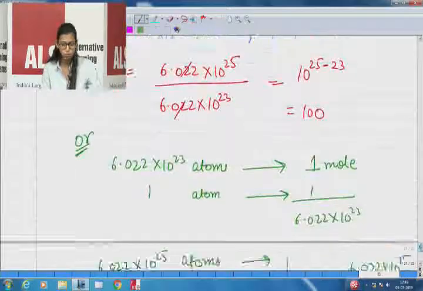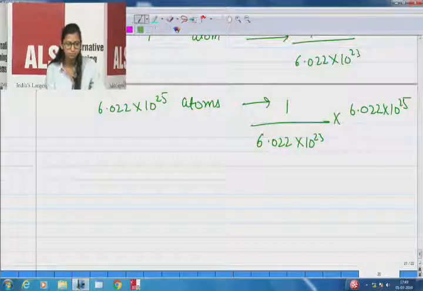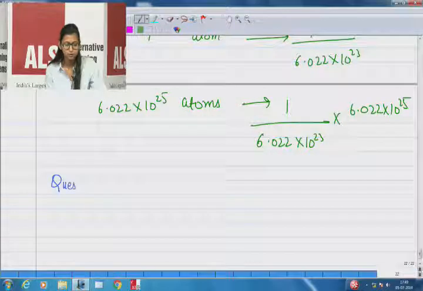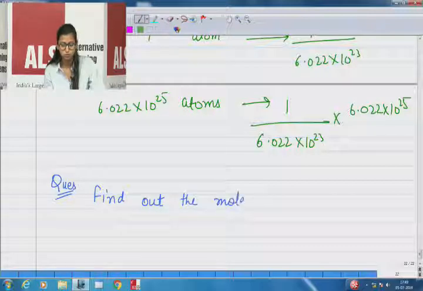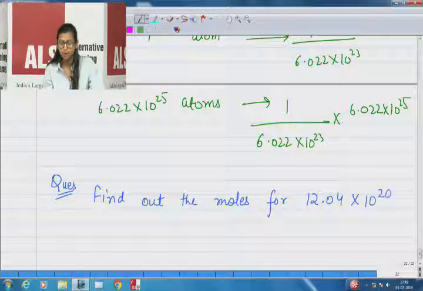Okay, let's do one more question then. Find out the moles for 12.04 into 10 to the power 20 molecules of water.